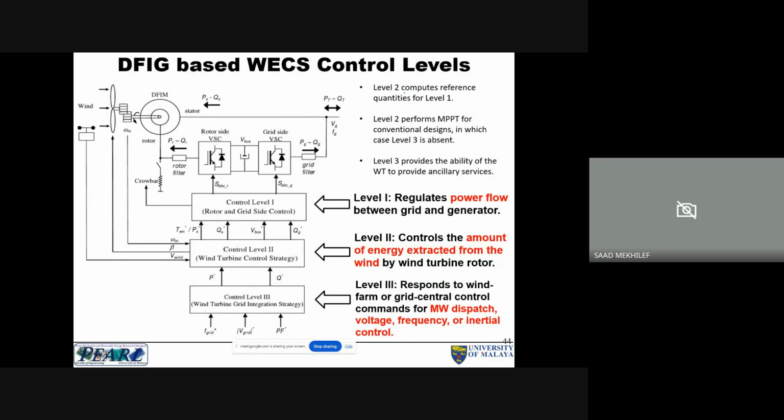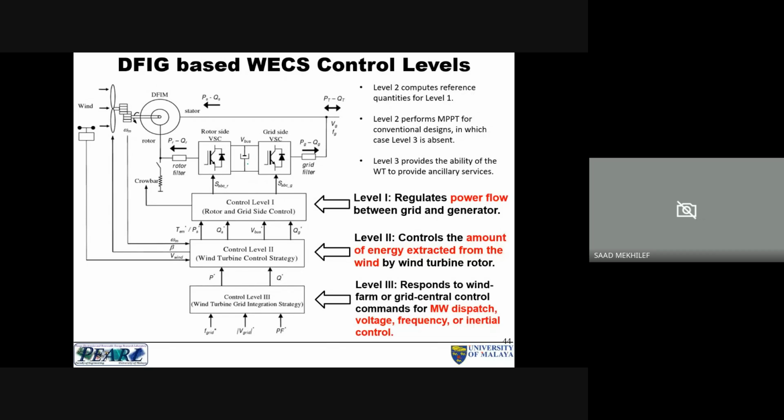Let's look into the control part, which is quite possibly the most important part in wind energy systems. So let's start with the DFIG. We have seen this topology before: we have the power converters, and the stator is connected to the grid, and then we have the two converters, the rotor side and the grid side.